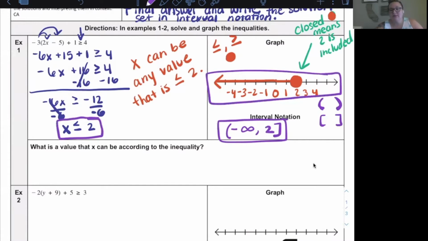So according to this inequality, x is less than or equal to 2. What is a value that x can be? So why don't you go ahead and write 3 examples of values that x can be according to this inequality, the graph, and the interval notation.